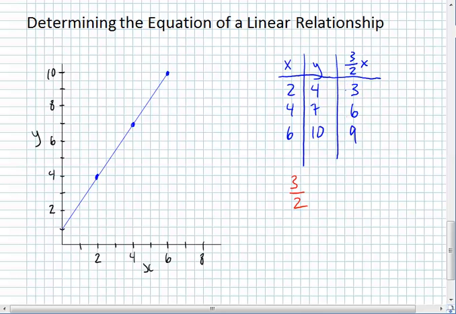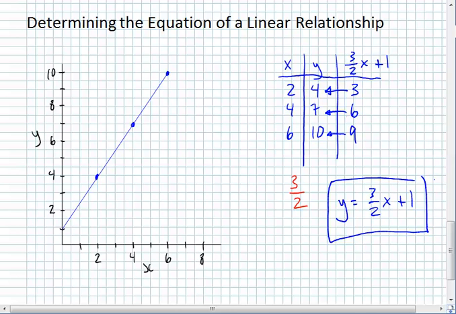And you'll notice these are all just 1 away from the number that we want. So I just have to add 1 to each of those, and I would get my number. So the equation then is y equals 3 over 2 x plus 1. Okay? So hopefully that's a bit of a reminder, and you sort of see how some of those work.